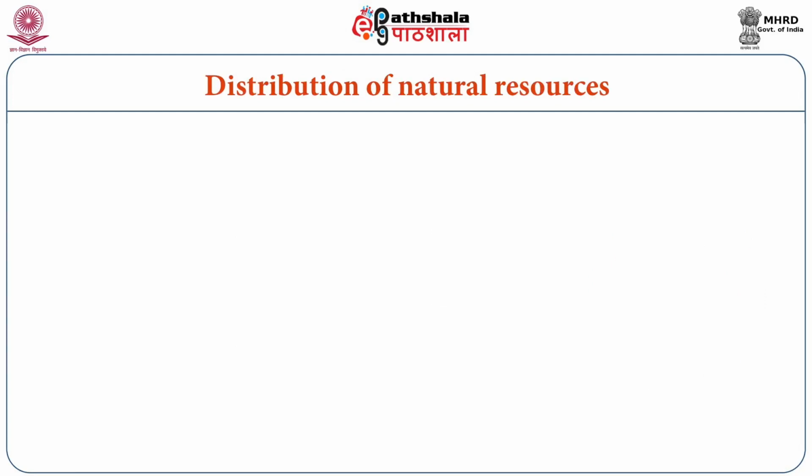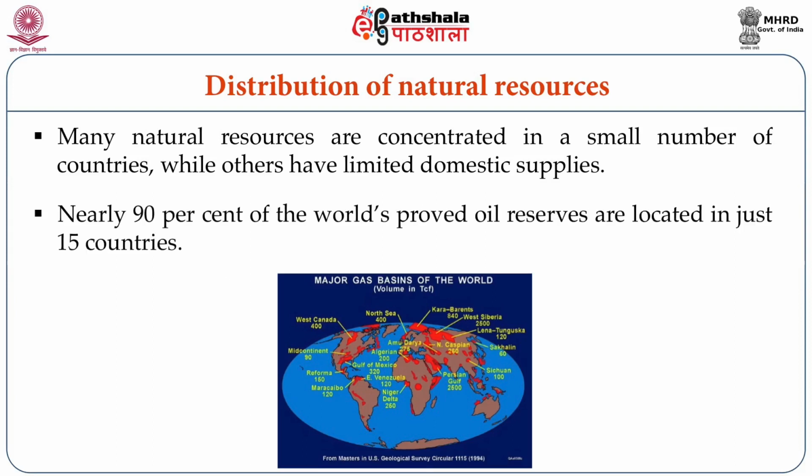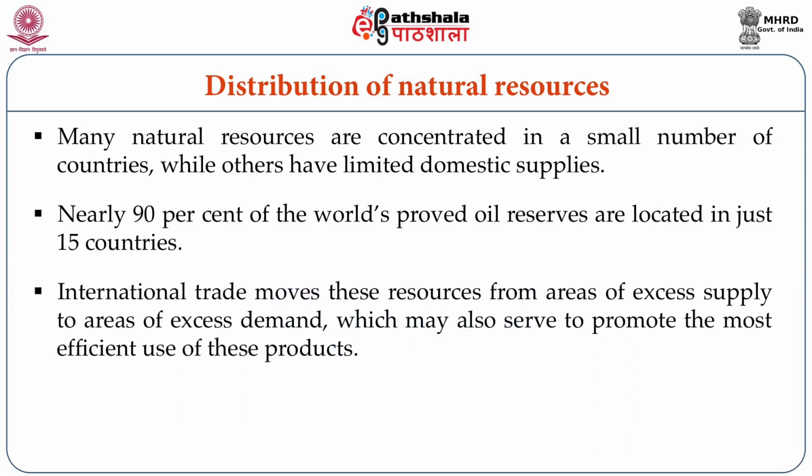The next topic that we are going to cover is about the distribution of natural resources. Now, many resources are concentrated in a small number of countries, while others have limited domestic supplies. Nearly 90% of the world's proved oil reserves are located in just 15 countries. That is, more than 200 countries are there in the world, and it's only present in 15 specific countries. International trade moves these resources from areas with excess supply to areas of excess demand, which also serves to promote the most efficient use of these products.